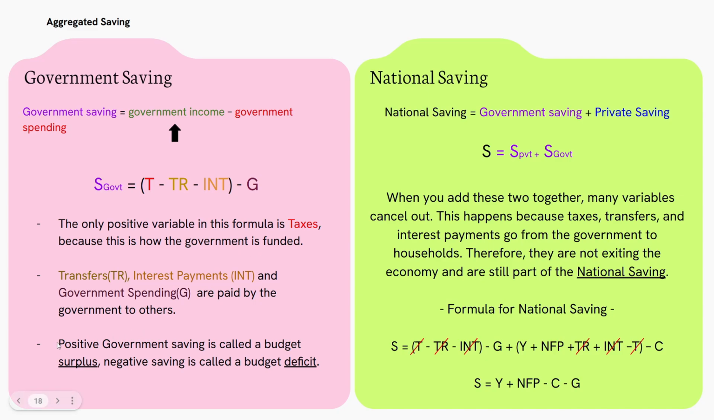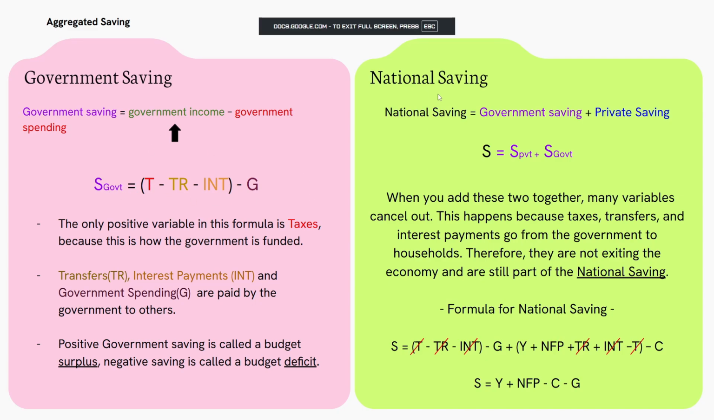And then lastly, and this will not be as important, it's just kind of like a fun fact that you've probably heard. Positive government savings is a budget surplus, and negative savings is a budget deficit. So if you hear on the news about how the US deficit has gone lower every year after every year, that's what they're talking about, and this is how they're calculating it.